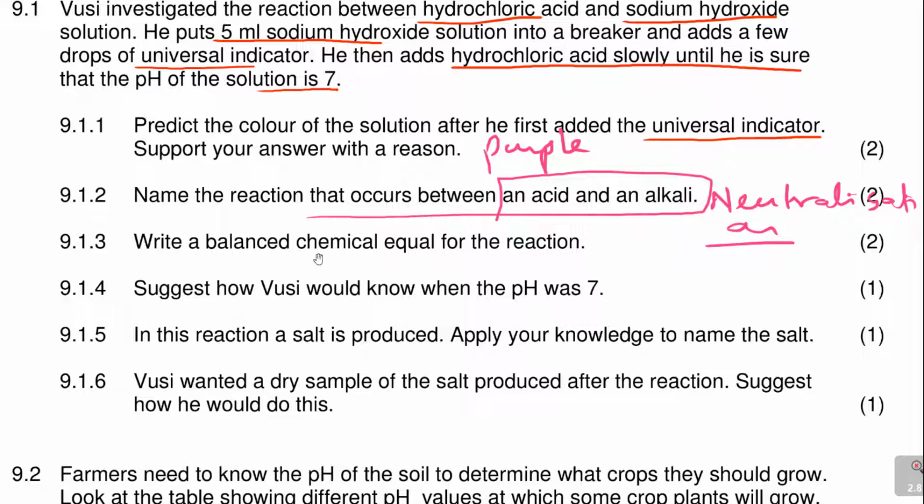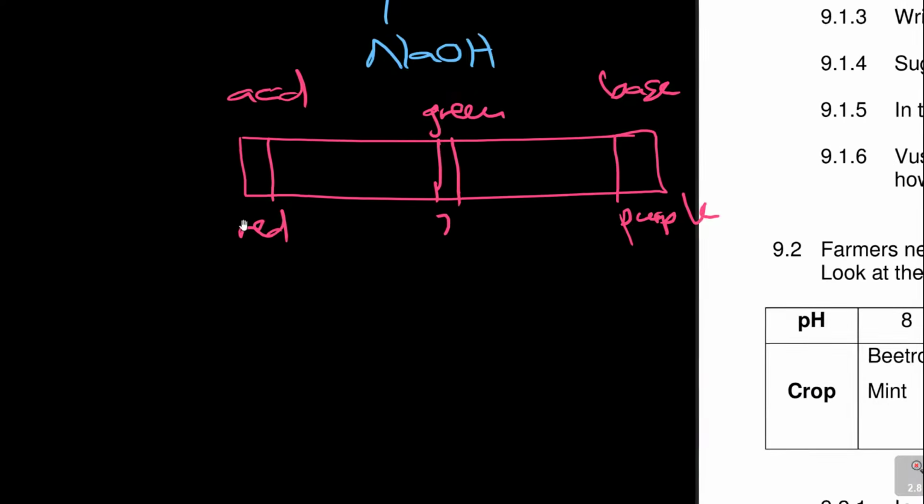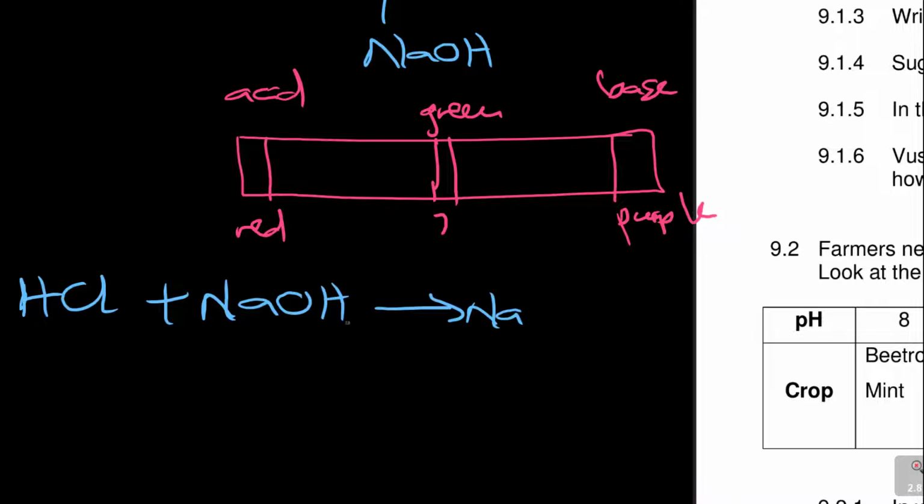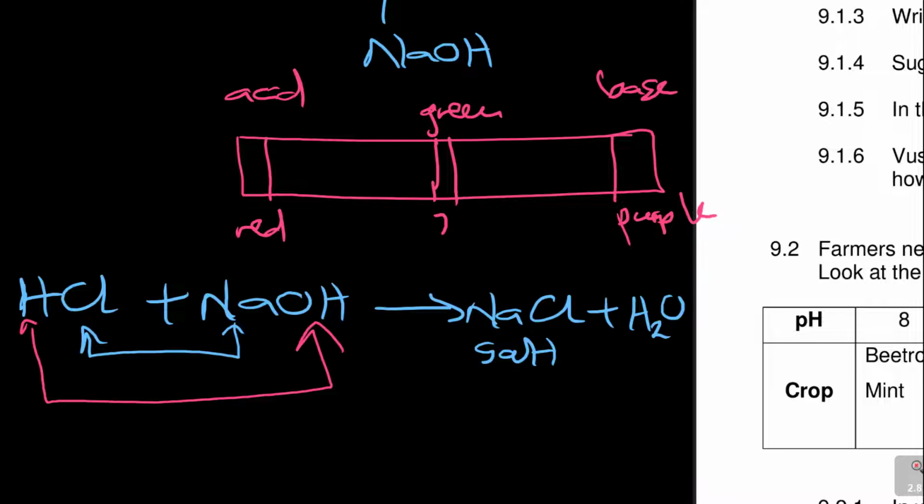Write a balanced chemical equation for the reaction, 2 marks. So what are you having? You are having hydrochloric acid plus sodium hydroxide, which neutralizes, and you form a salt, which is sodium chloride. This is the salt. When you neutralize, you always form water, H2O, where you are mixing the H and OH. That is water.